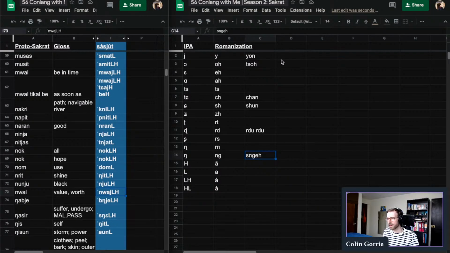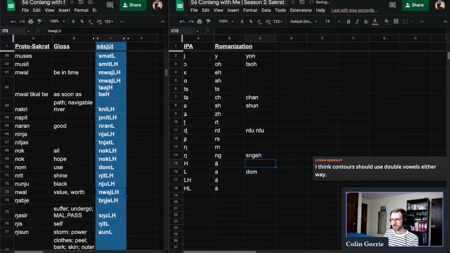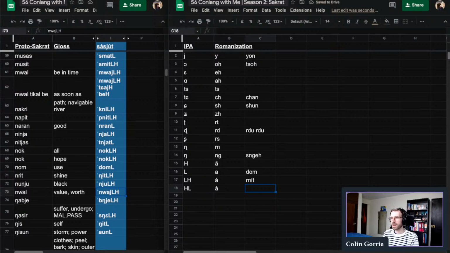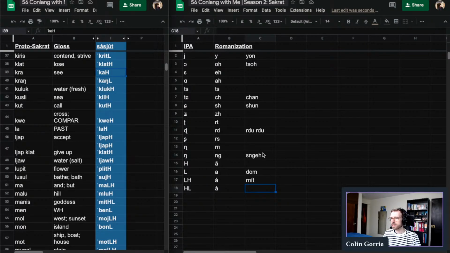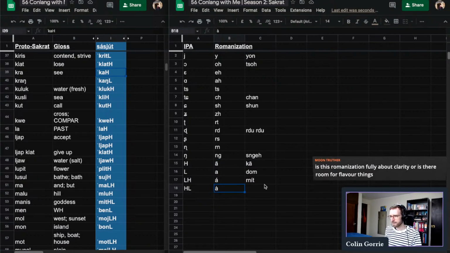So here we have, let's get some examples in here. So what we could do is, it would be something like dome, use, and then shine would be neat. To see ka would be like this. I don't know. I feel slightly boring using tone diacritics again, but at the same time, I want this to be easily pronounceable. So I want the romanization to be for clarity, first and foremost. Flavor can come into it as long as clarity is not sacrificed.